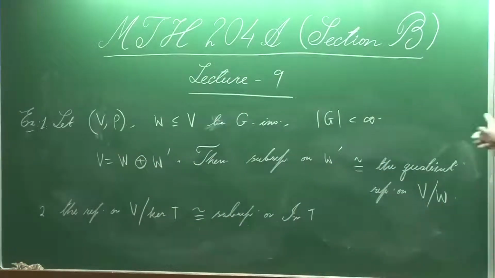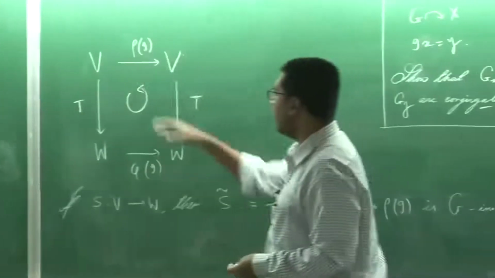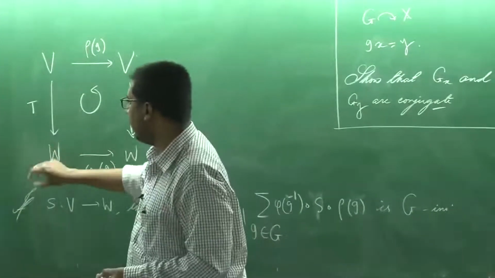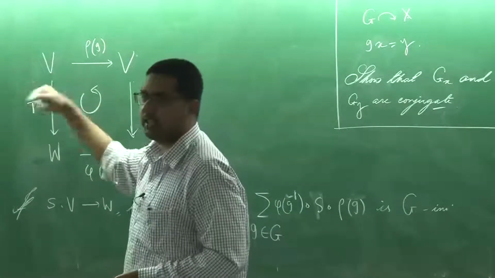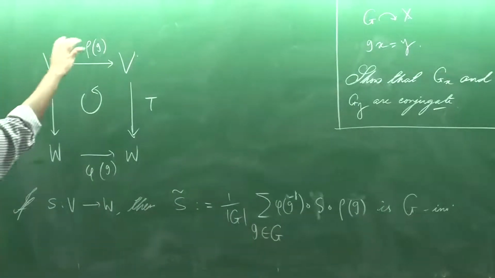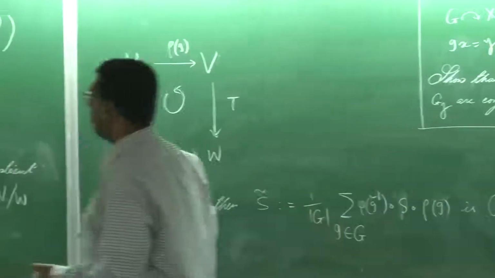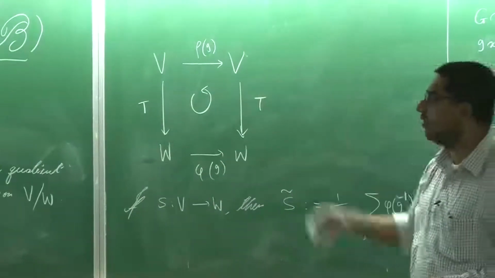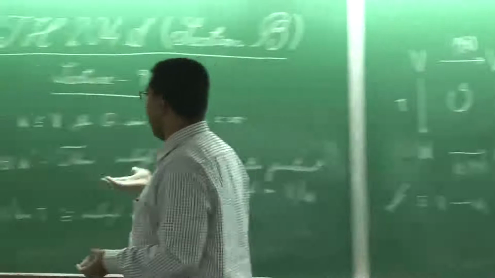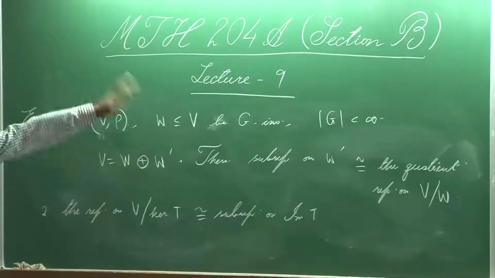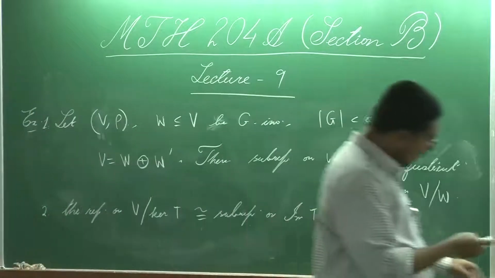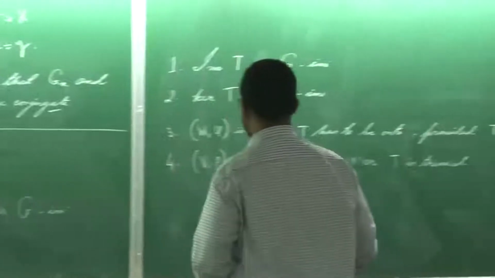So altogether we see that given any G invariant linear map, the sub-representation on the image is isomorphic to some sub-representation of the given representation of G on V. That follows if we couple these two. Okay, let us rather go to the main content.